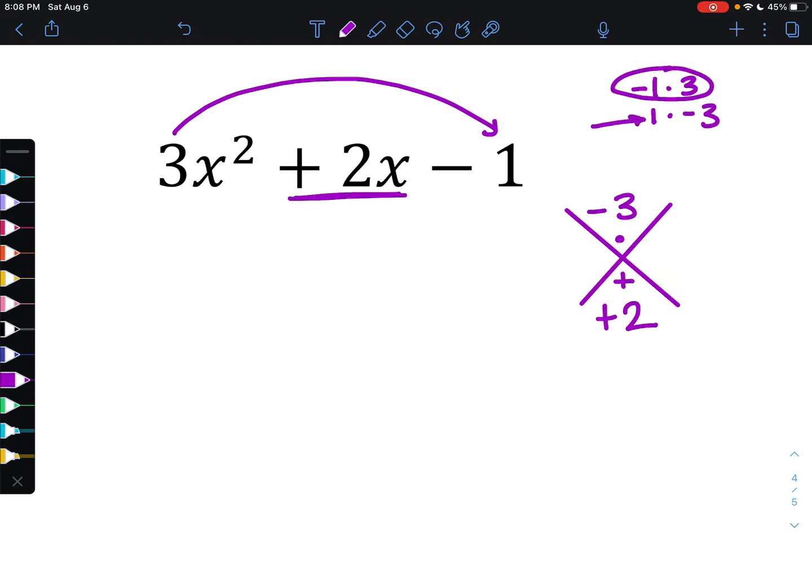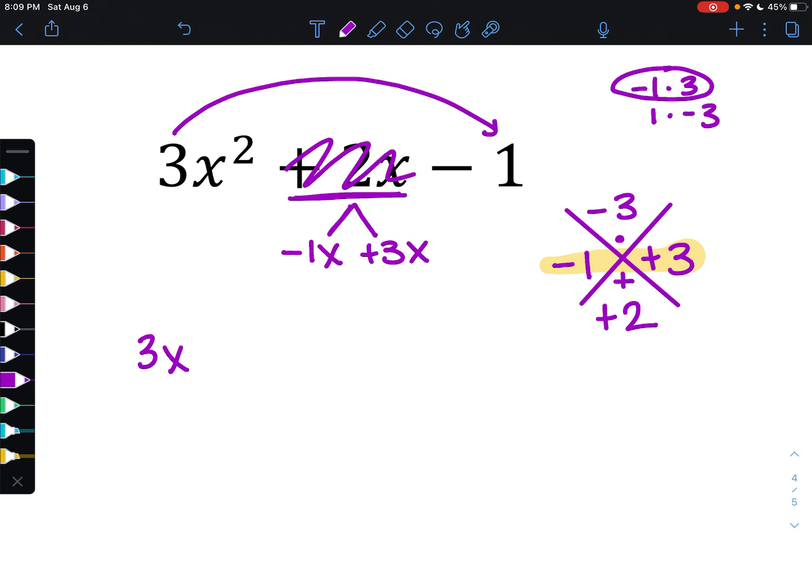If I were to add these together, I would get a -2, but my problem specifically asks for a positive. So I'm going to use the top two numbers. This one is going to be a -1, and this one's going to be a +3. What I'm going to do is highlight those, and where I had this +2x, I'm going to split it to be a -1x and a +3x. So this really doesn't exist anymore, okay?